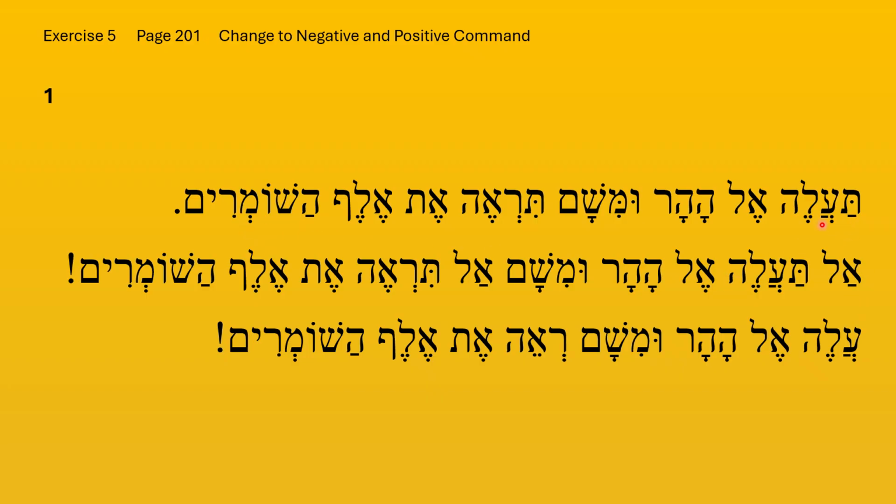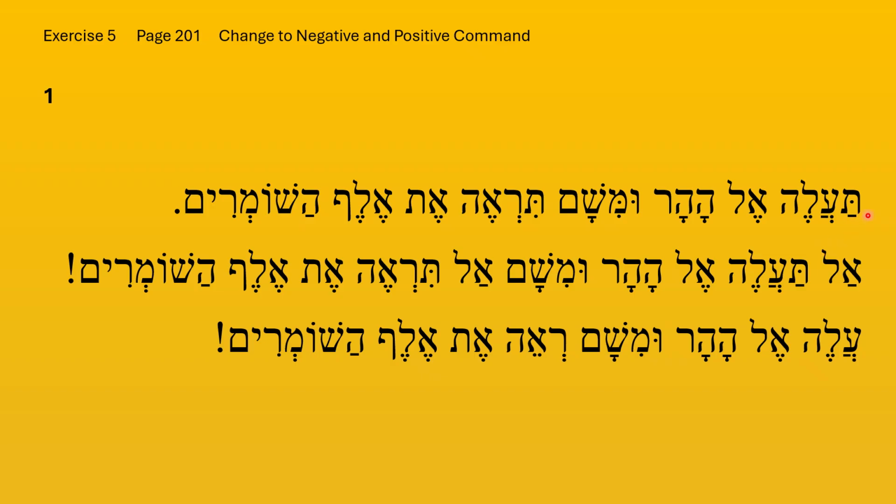And then changing this to the negative command first. Al ta'ale el hahar u misham al tirei et elef ha-shomrim. So do not go up to the mountain, and from there do not see the 1,000 guards.